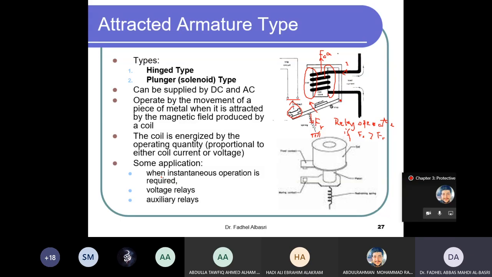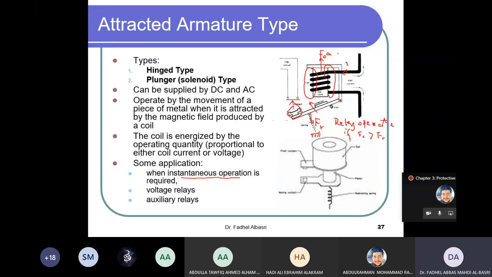We can use them as instantaneous relays. If the current is higher than a certain value, the magnetic field is larger than the spring force, and this will close immediately. We can use them for under voltage, over voltage relays, and auxiliary relays.